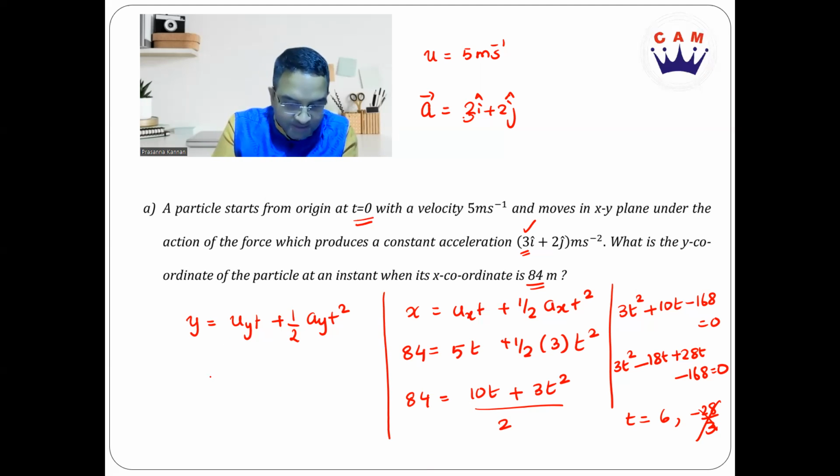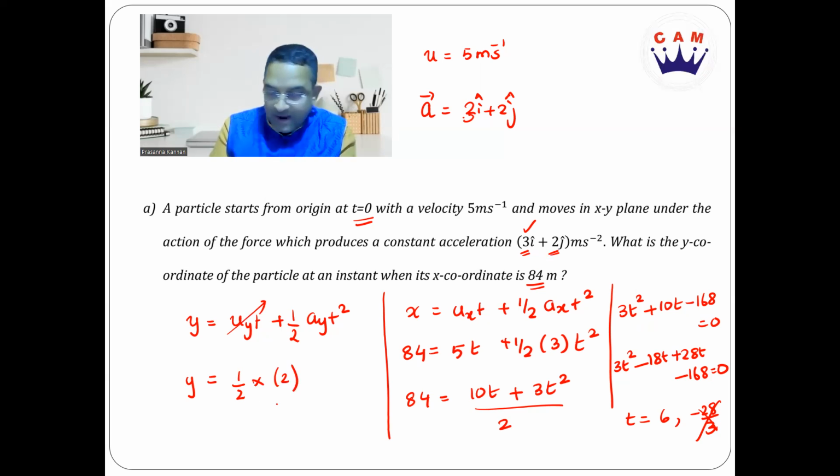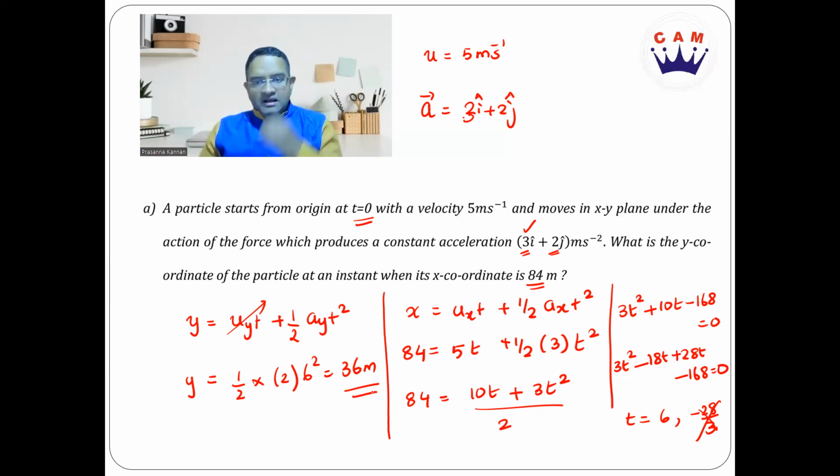So now, using that, we are going to solve this. Your initial y velocity is 0, so it's simply half into ay. What is your ay? 2. And time is 6, so 6 square, 36. Therefore, the y displacement is going to be 36 meters.